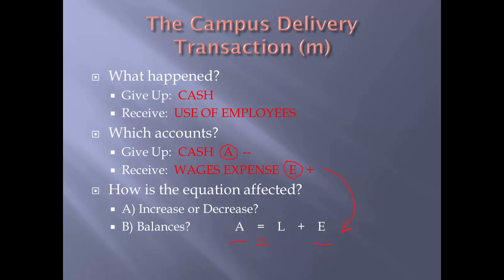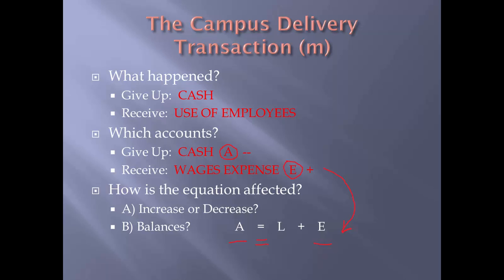Now I look at increases, decreases. I go back to the top. Do we have more or less cash than we did 5 minutes ago? We have less cash than we did 5 minutes ago. Do we have more or less use of the employees? We have more use of the employees than we did 5 minutes ago. So I have a minus next to cash and a plus next to wages expense.